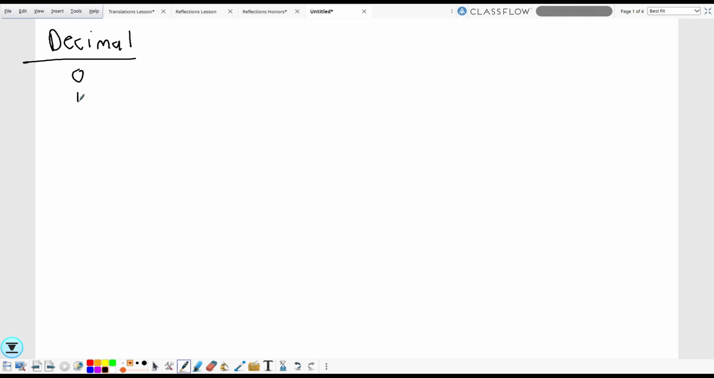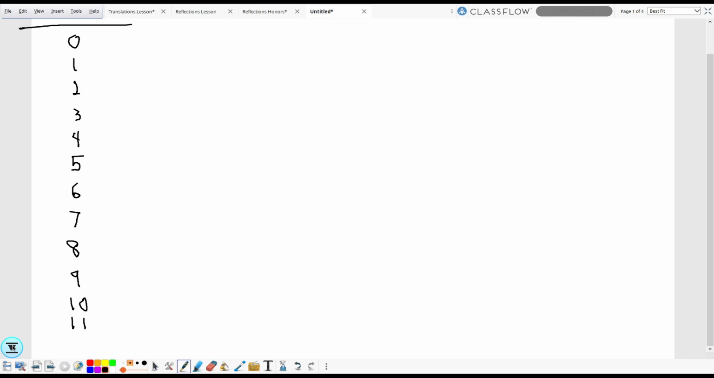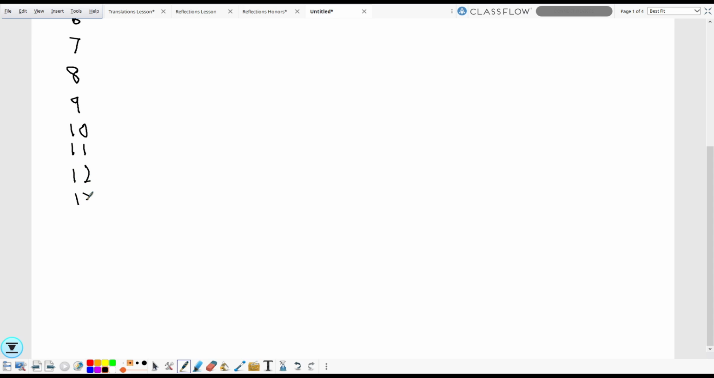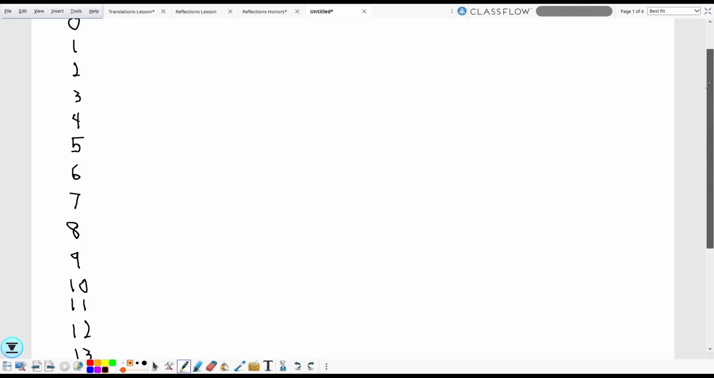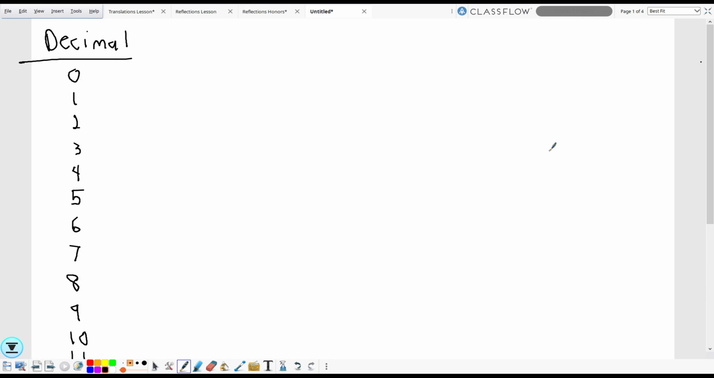So, 0, 1, 2, 3, 4, 5, 6, 7, 8, 9, 10, 11, and so on. We get the picture. We know what's going on. 12, 13, 14, 15, 16, 17, so on and so on. The number system we grew up with, the one we all know and love.